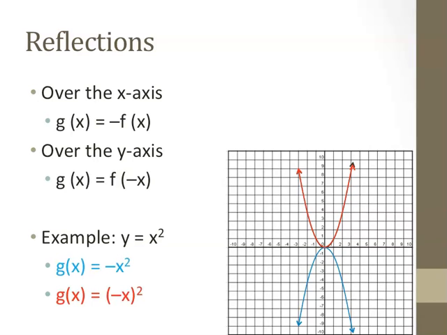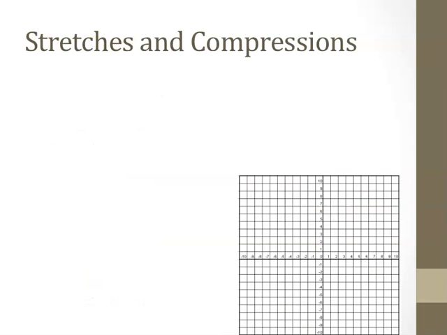And the last type of transformation we're going to go over are stretches and compressions. So there are both vertical and horizontal stretches and compressions. So there are going to be 4 types of transformations here.